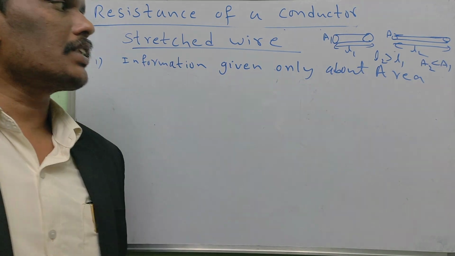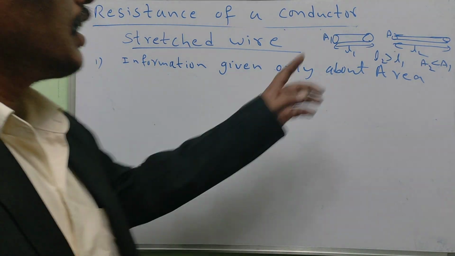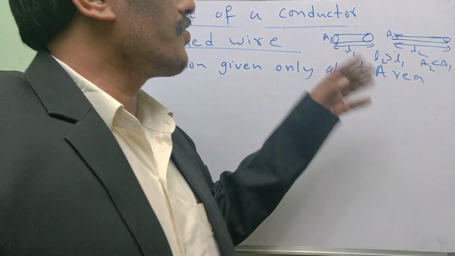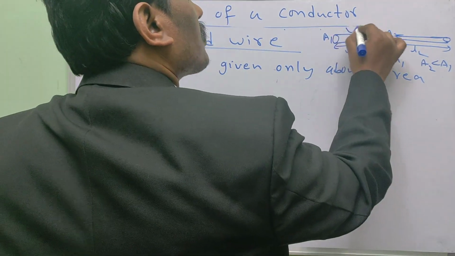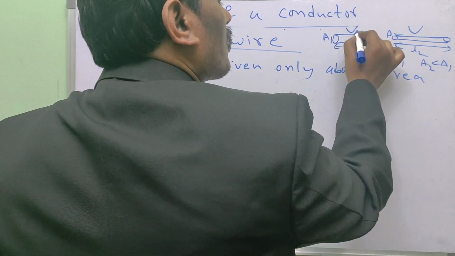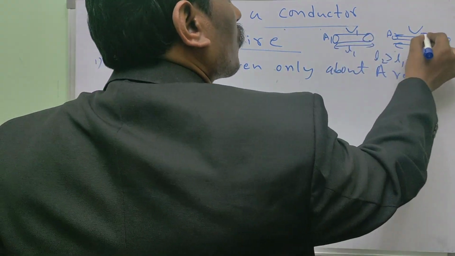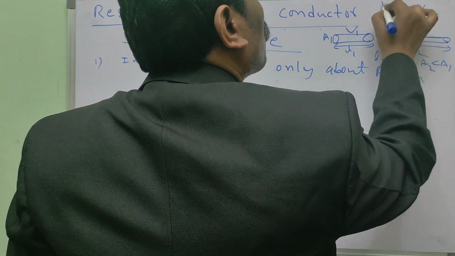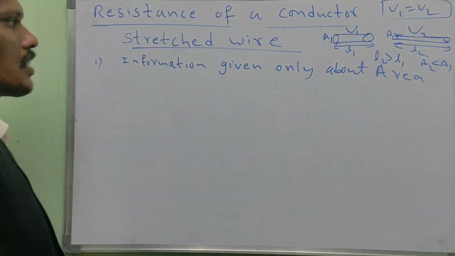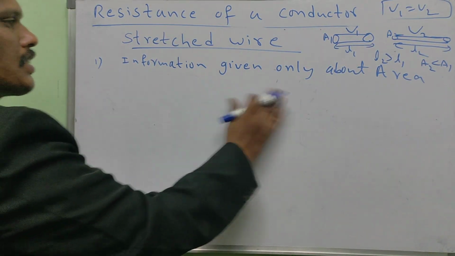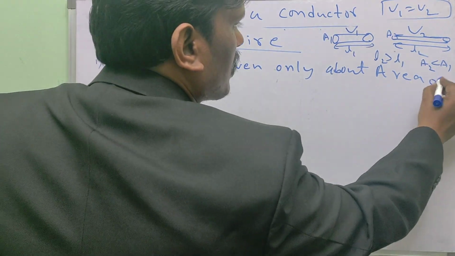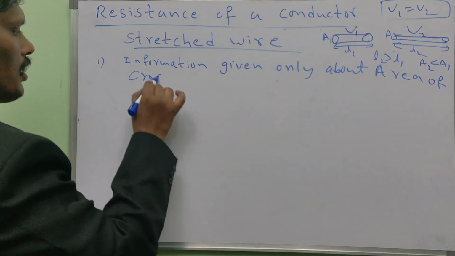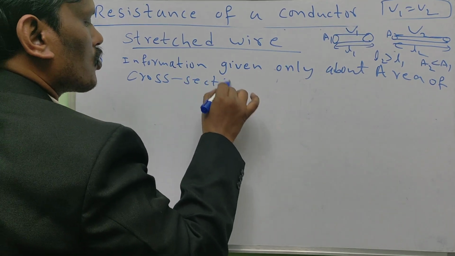But here information is given only about area of cross section. Even though length and area of cross section vary, one quantity is constant, that is volume. Here the volume is V1, and here the volume is V2, so V1 is equal to V2. Volume won't change. Based on that logic, we solve the problems. Information given only about area of cross section: how do we solve the problem?